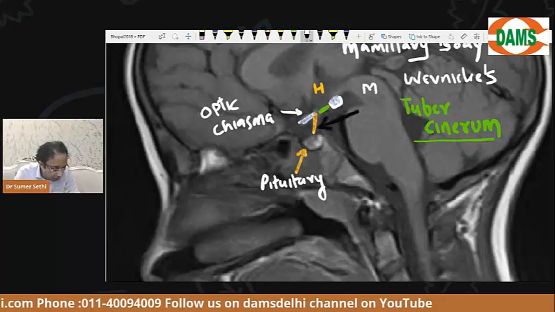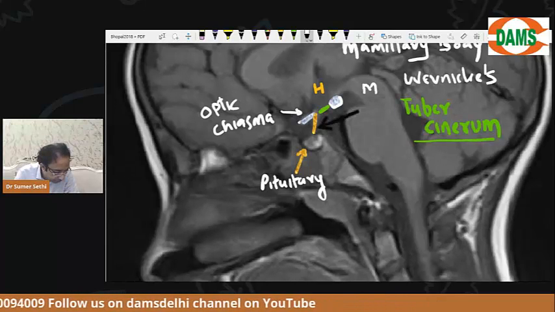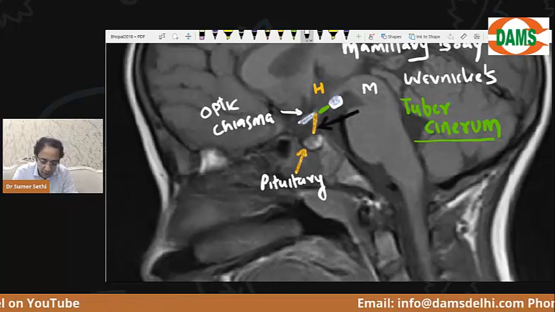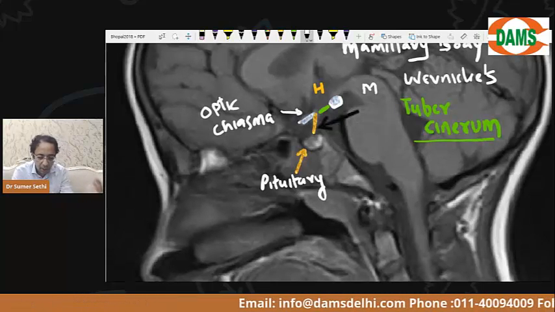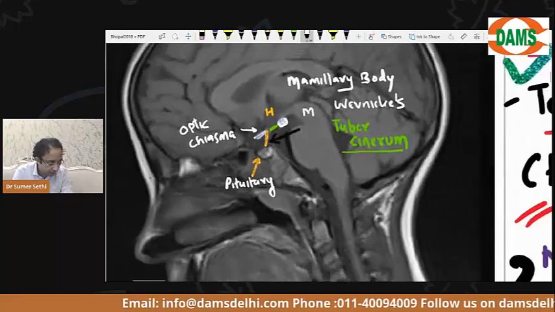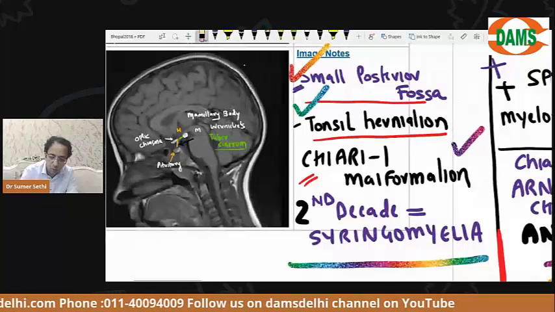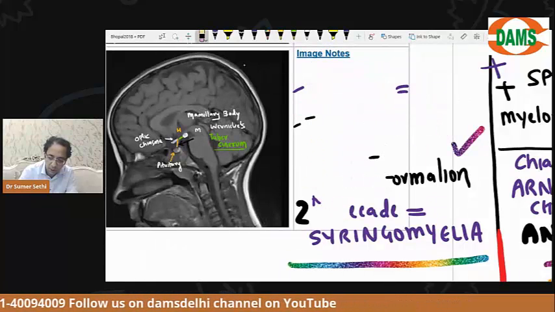Now, the pituitary gland has two parts. It has an anterior part and a posterior part. Tuber cinereum, children, you would have read in anatomy. The lowermost part of the hypothalamus that you see is called the tuber cinereum.